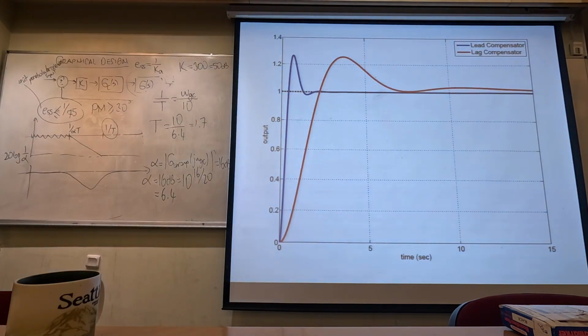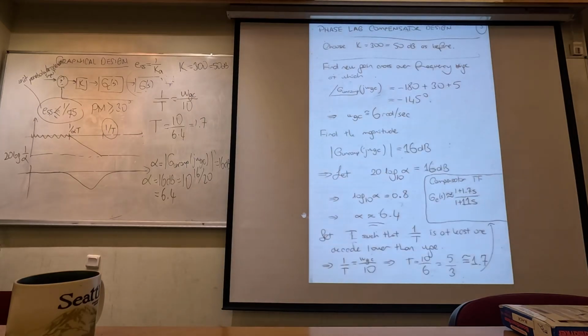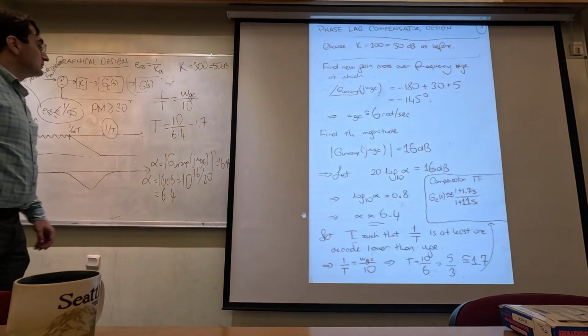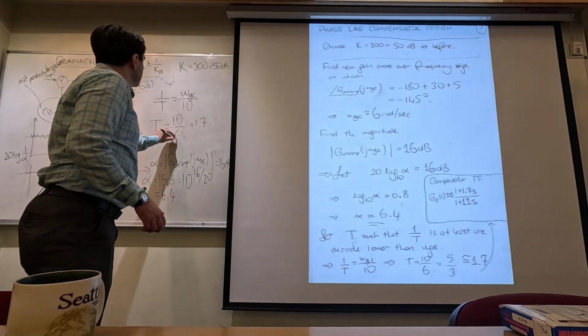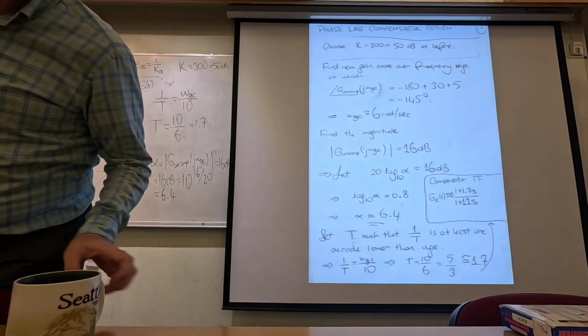Your alpha is 6.4. Excuse me? Yes, this is wrong. This is 6 radians per second. Okay, thanks.